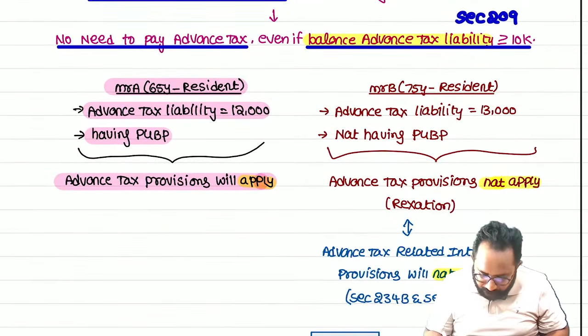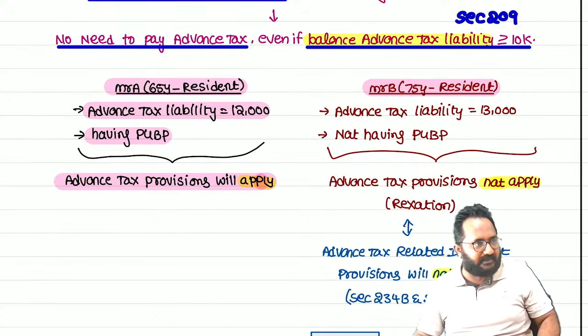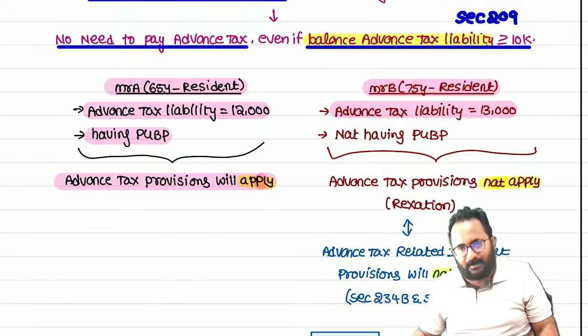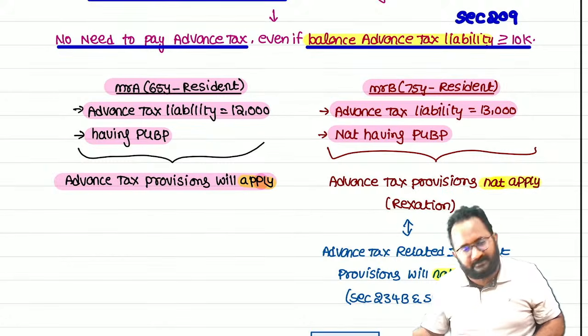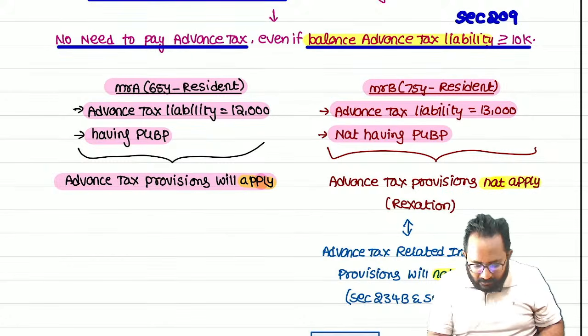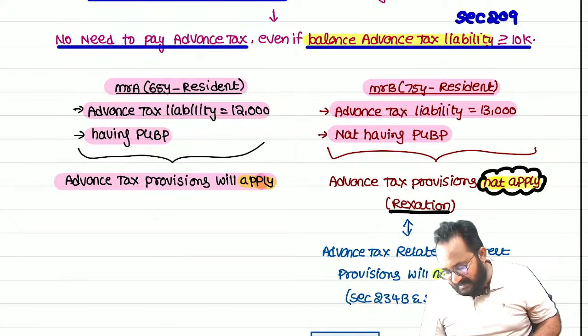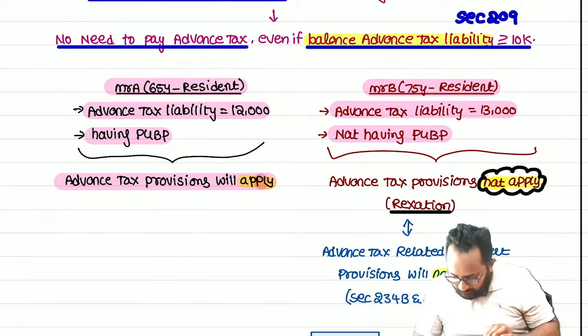Second one, Mr. B is 75 years of age and a resident senior citizen. Advance tax liability is how much? 13,000. More than or equal to 10,000. But he is not having the PCBP income. Now tell me, advance tax provisions will apply or will not apply? Will not apply. No need to pay advance tax. This is only a relaxation.